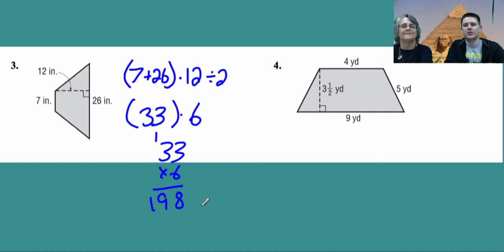Look at that. Mrs. Carino knew our answer. What are our units going to be? Units squared. Inches squared.